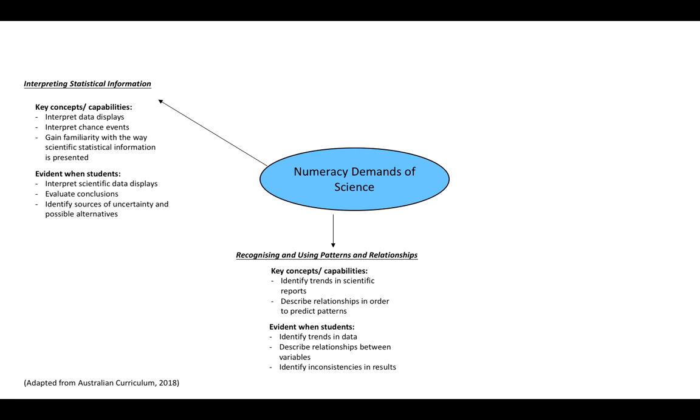Secondly is recognizing and using patterns and relationships, which includes identifying trends in science reports as well as describing relationships in order to predict patterns and future results. It's evident students use these capabilities when they identify trends in data, describe relationships between variables, and identify any inconsistencies that may be evident in results.